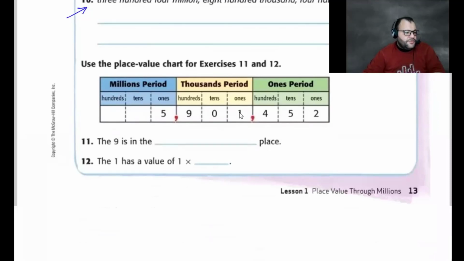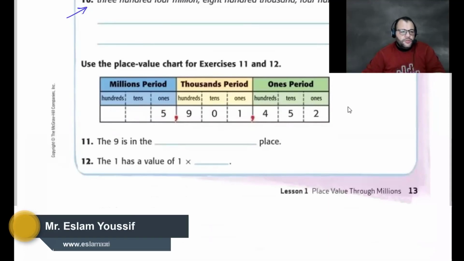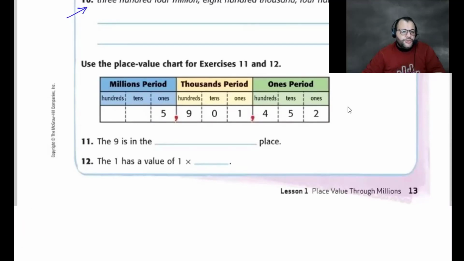Hamza, can you solve number 11 with me, please? There is one called User. User, please change your name. Put your right name. Yes, okay.